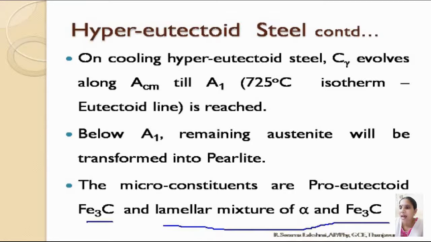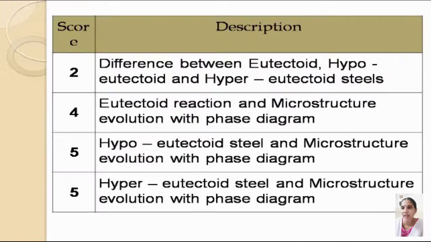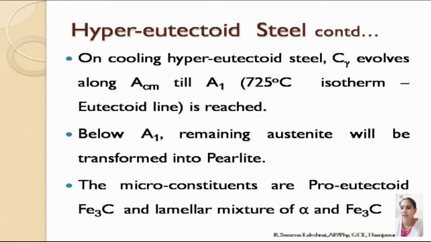As an exercise, I would advise you to draw the microstructure evolution for a hyper-eutectoid steel. Just like the microstructure evolution shown here, I advise you to practice drawing it. We have come to the end of the discussion today. At the end of this session, I hope you have understood the iron carbon system, the Fe3C phase diagram and the various regions in it.